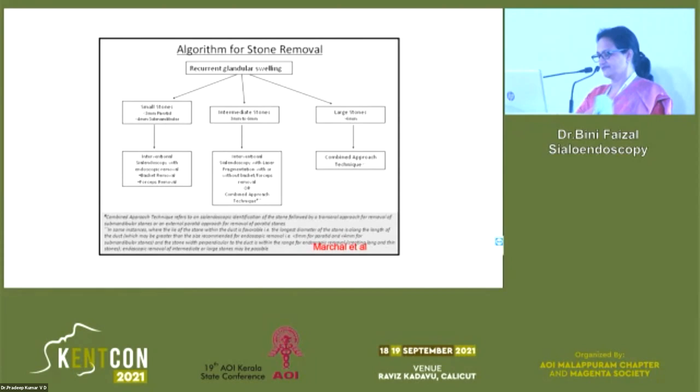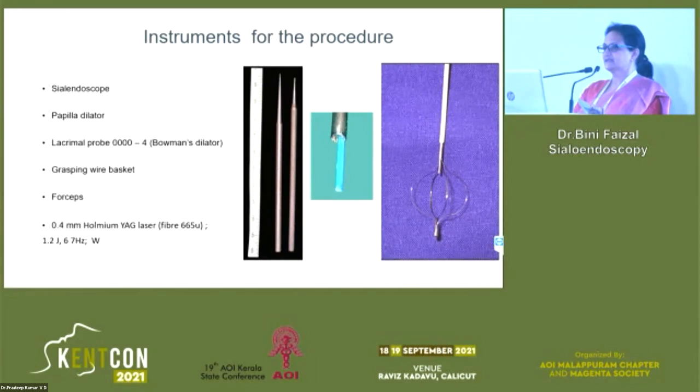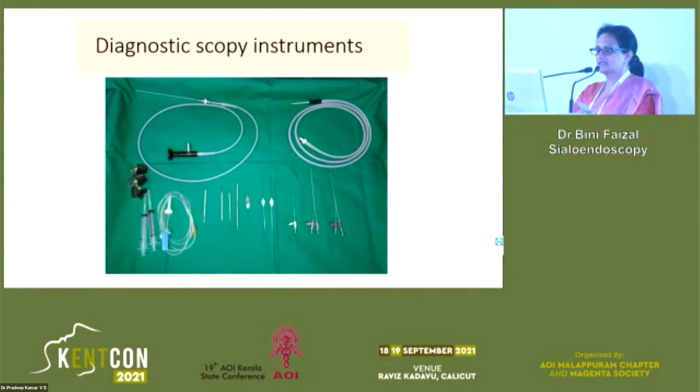The instrument requirements are very simple. Other than the sialendoscope, which is very fragile and has to be used very carefully, you need the lacrimal dilators, and if the facilities are available, you can use a holmium YAG laser and the basket also. This is the usual endoscope. You can see that the endoscope is quite long, and it has a distal end piece to which the camera is attached. This endoscope can go in various combinations of sheath. These sheaths are the interventional ones, through which you can pass the instrument.